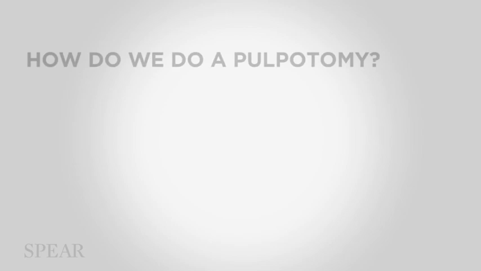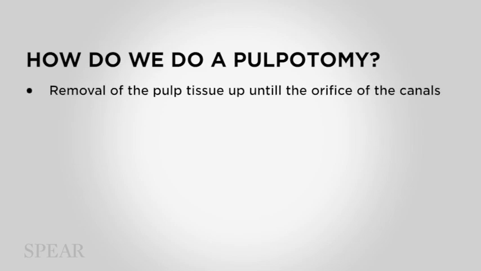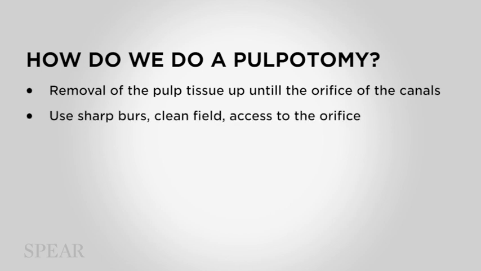Okay. So how do we do it? How do we do a pulpotomy and a pulpectomy? Well, the pulpotomy is basically your endodontic access up until you reach the orifice of the canals, right? So you remove the tissue, the pulp, using very sharp burrs. That's a really critical thing.